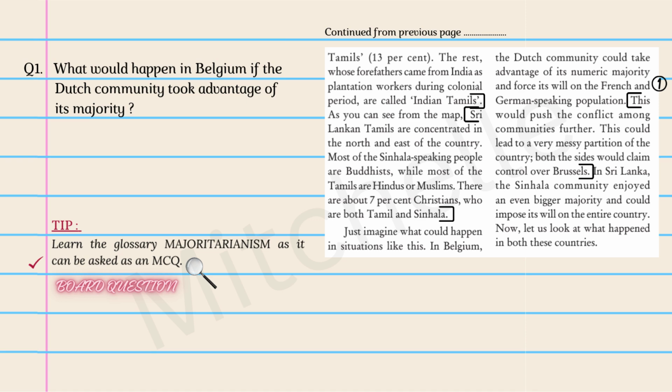The markings on the left side of the column is the continuation of note on Sri Lanka from the previous page. Please learn the glossary majoritarianism in this because it has been asked as a board question repeatedly over the past couple of years.